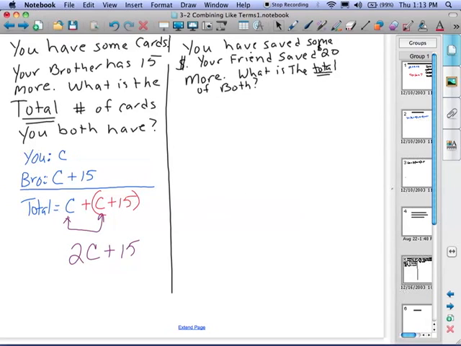All right, let's do another one. You've saved some money, and your friend has saved $20 more. What is the total for both of you? This problem is identical to the one we just did. How much money have you saved? M. You saved M dollars. Your friend has saved $20 more. We don't know specifically how much that is, but we can express their total in terms of your total. Your total plus $20.